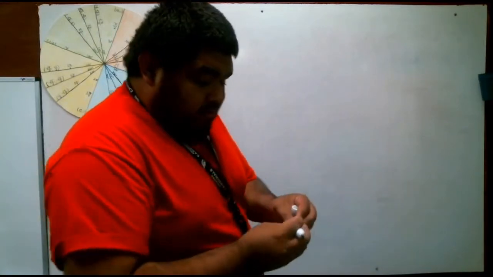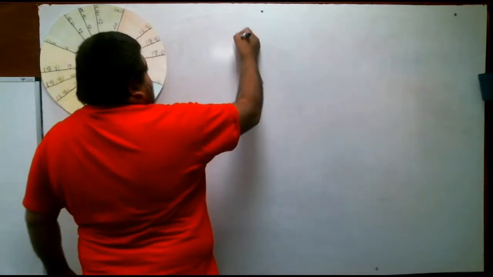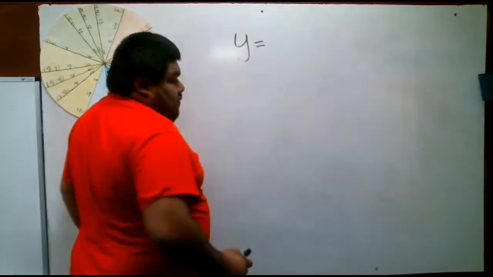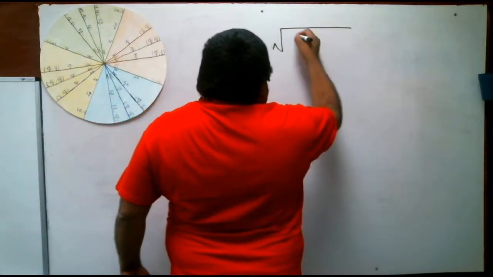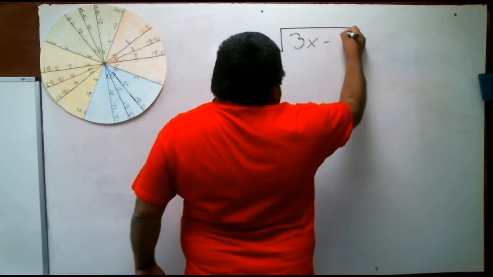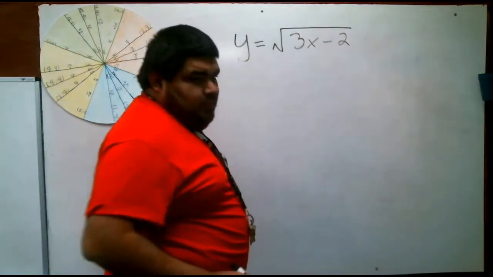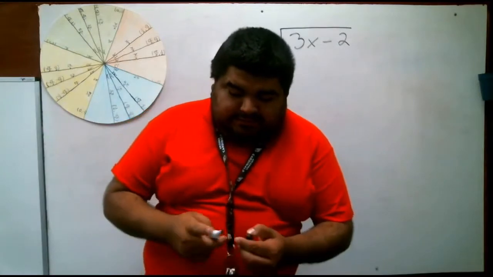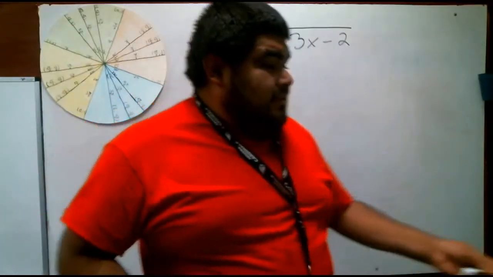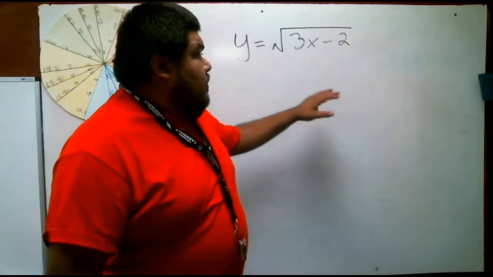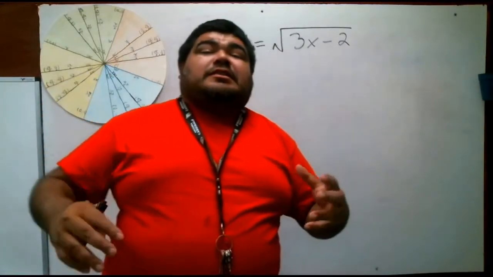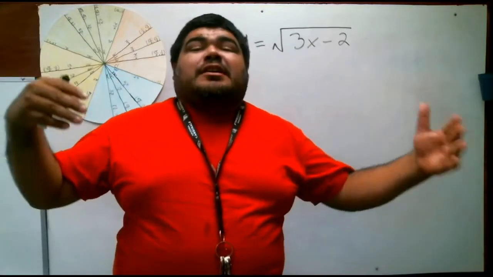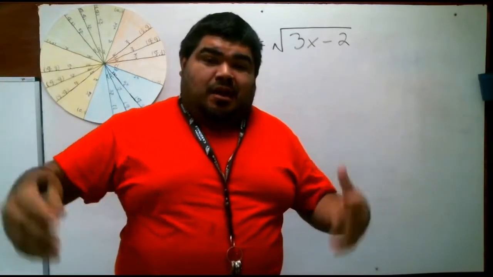So our problem for today is y equals the radical of 3x minus 2. Okay? Notice that since we're dealing with radicals, the goal is to never have a negative in the radical, because then you start dealing with negative numbers, imaginary numbers, then they become complex.